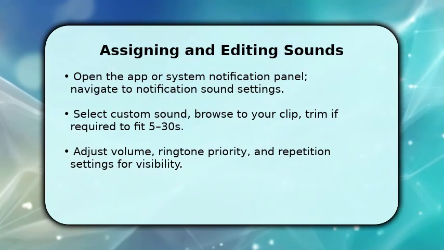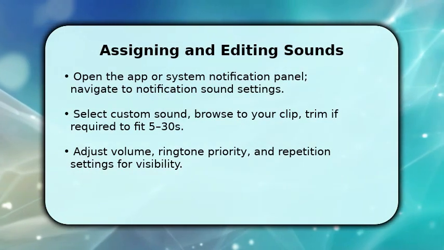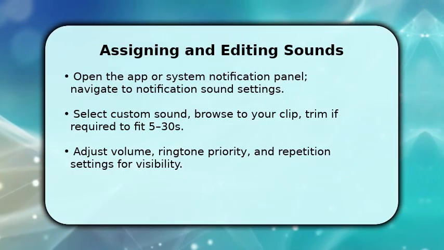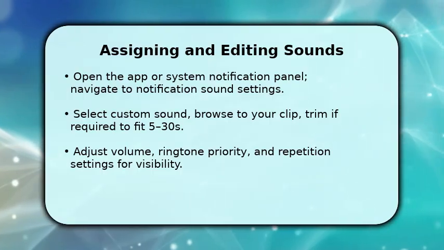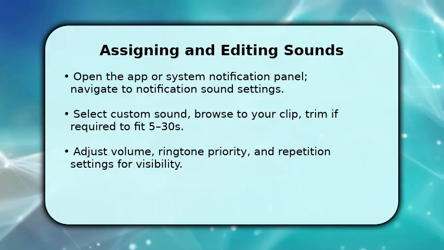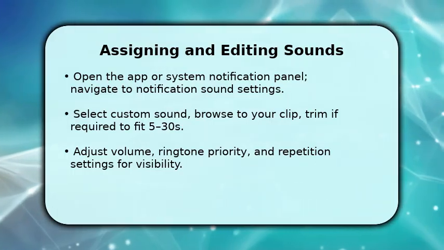Now assign the sound. Go into the app's notification settings or the system notification manager and choose sound or ringtone. Once there, browse to your prepared audio clip and select it. If the system offers trimming, shorten the clip to 30 seconds so it's not cut off or too long.